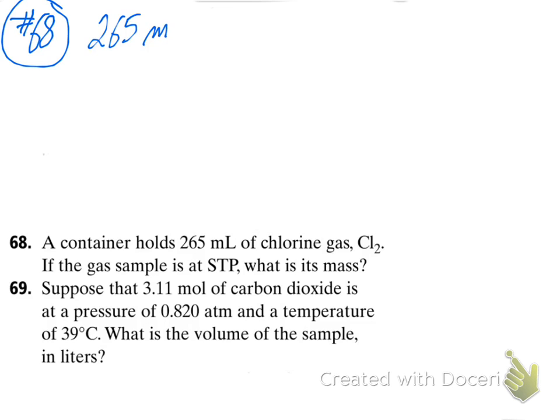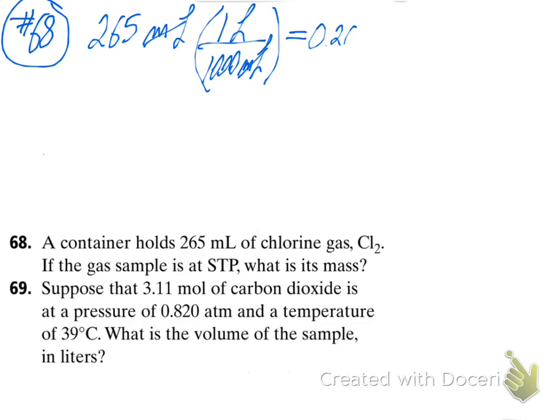The first thing I need to do is take 265 milliliters and convert it into liters by dividing by 1,000. 265 milliliters times the factor will cancel out milliliters and leave you with liters. I essentially divide 265 by 1,000 to get 0.265 liters. So this is the volume of the gas, remember, at STP.